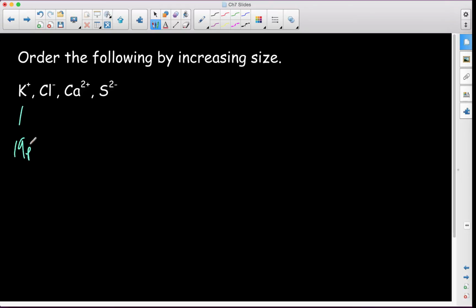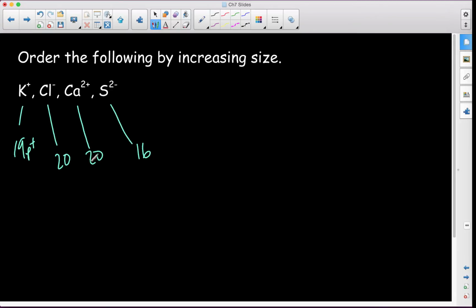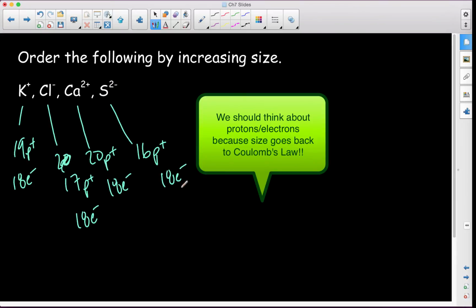So this one has 19 protons. This one has 20. Chlorine has 17 and sulfur has 16. Okay. Now, if we think about what this means, let's say that this is the number of protons that they start with, that also happens to be the number of electrons that they start with. But if this is a K plus 1, how many electrons does it have? That means it actually has 18 electrons. This one, if it's 17 protons and it's a minus 1 charge, has 18. This one as a plus 2 has 18, and this one has a minus 2, so 18. Exactly.